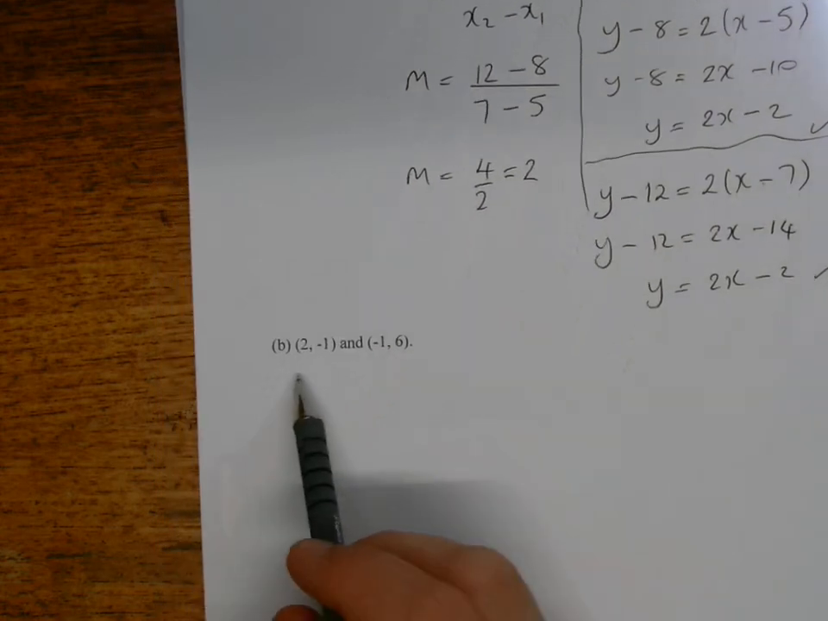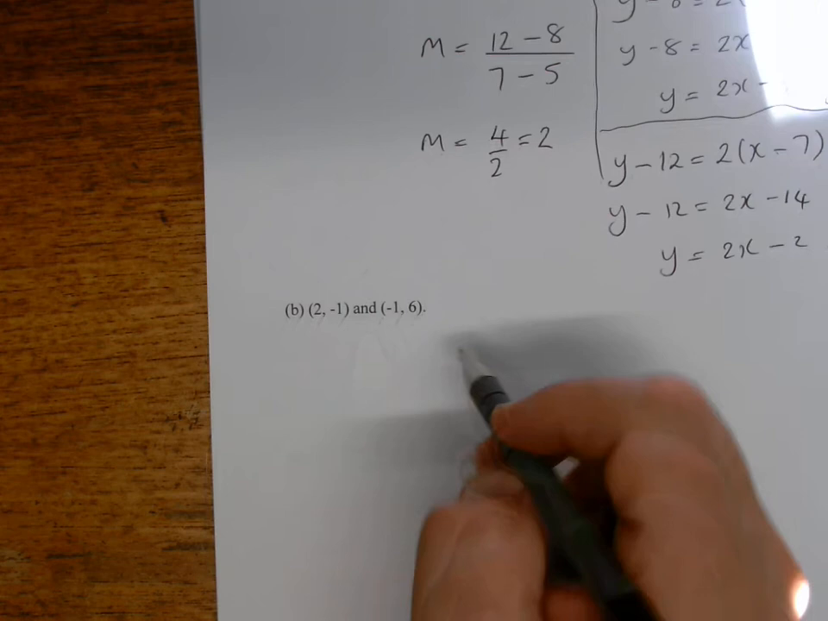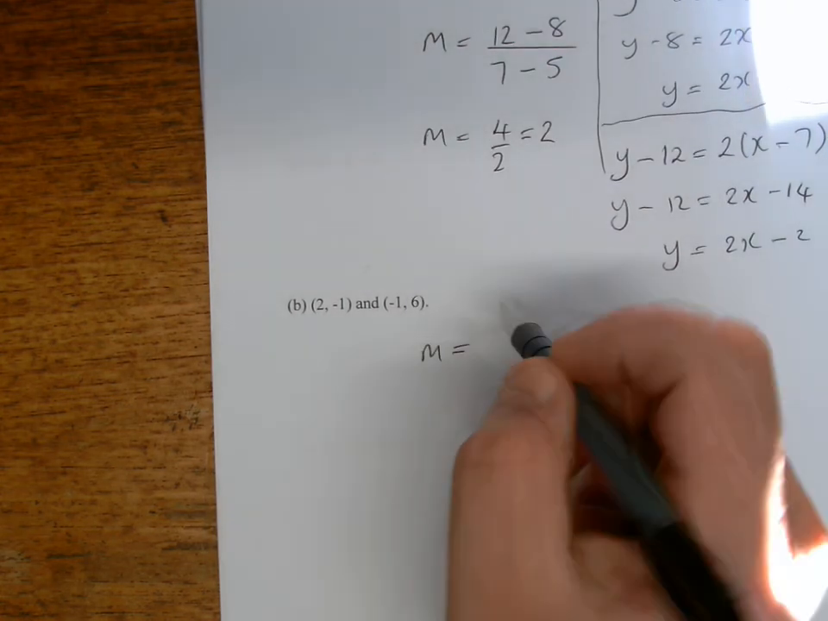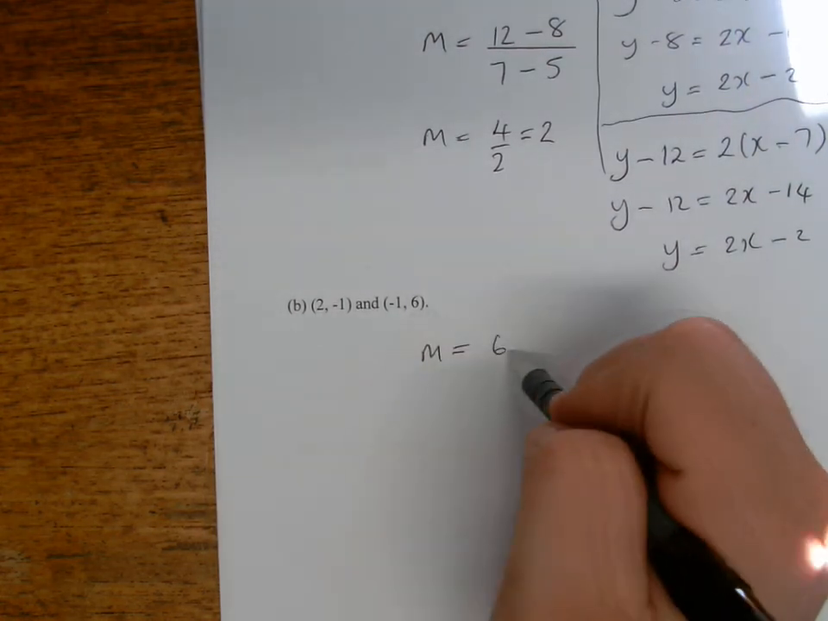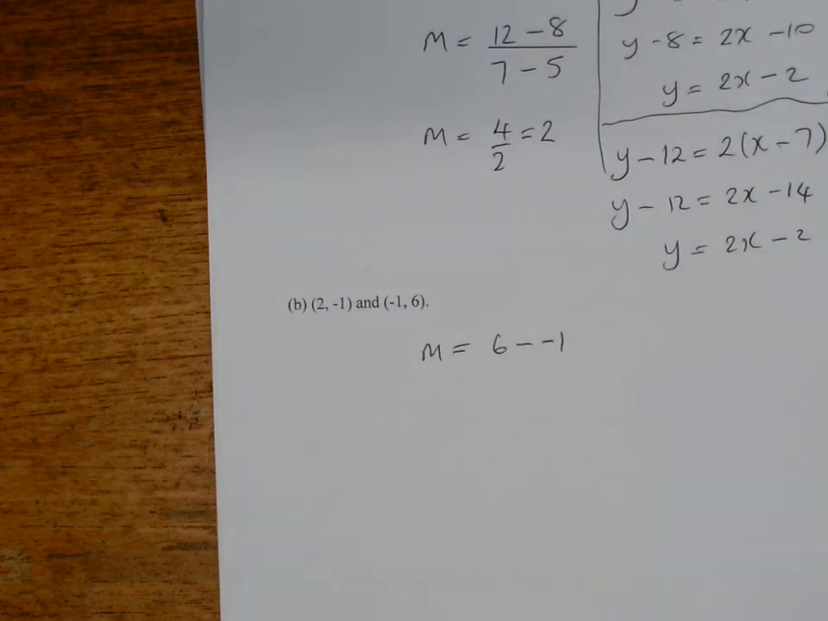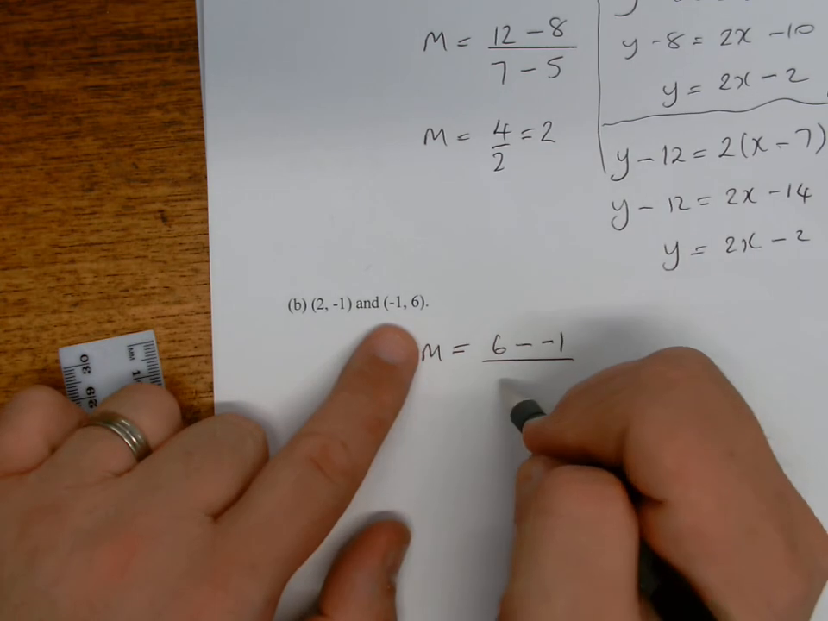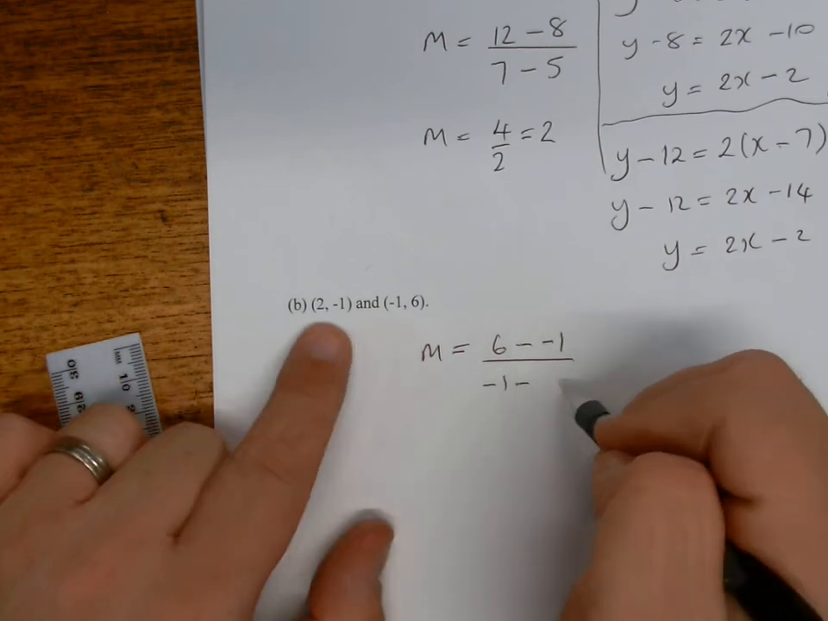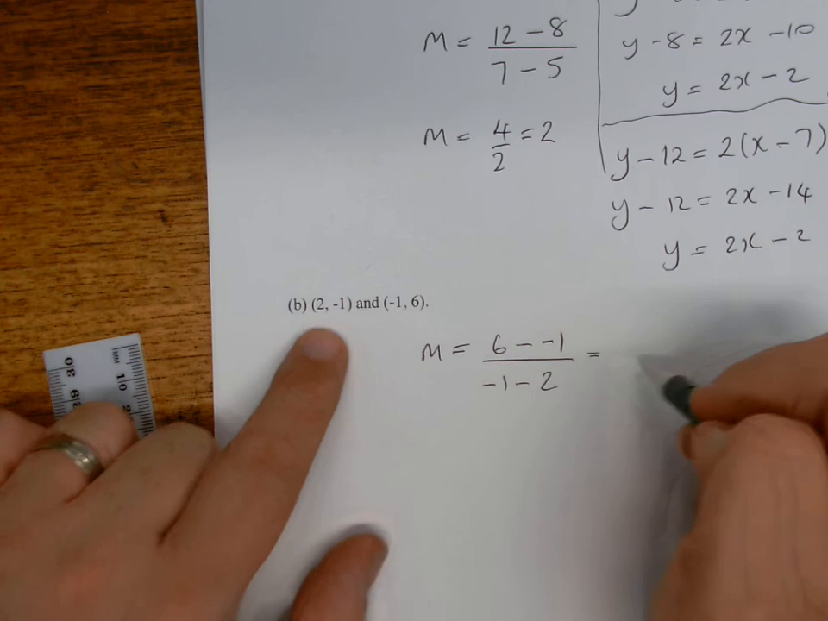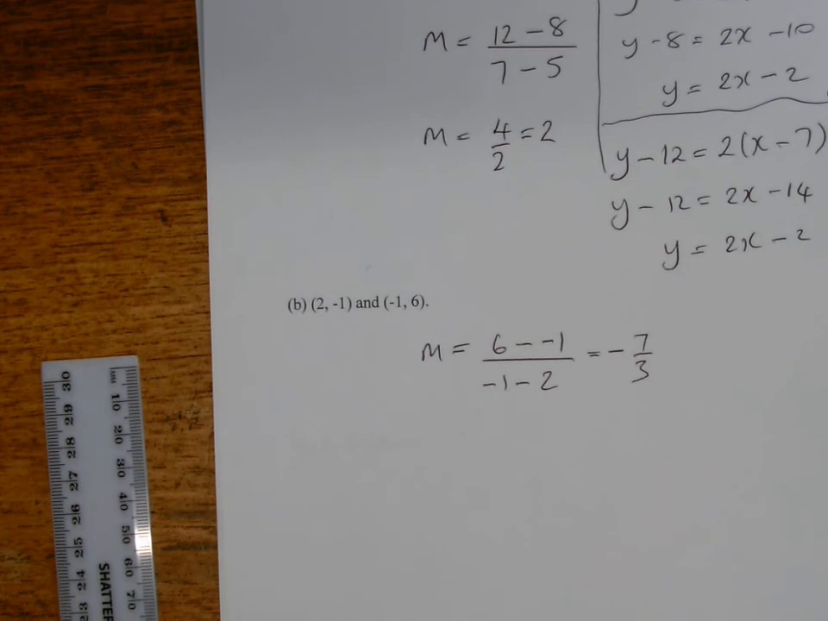When it comes to B, again, we've got a straight line that goes through these 2 points. So for a line joining these 2 points, we can work out the gradient. So y2 is 6, y1 is negative 1, all over x2, which is minus 1, take away x1, which is 2. If I work this out, I get a negative as my answer, minus 7/3. That's what that comes out to be.